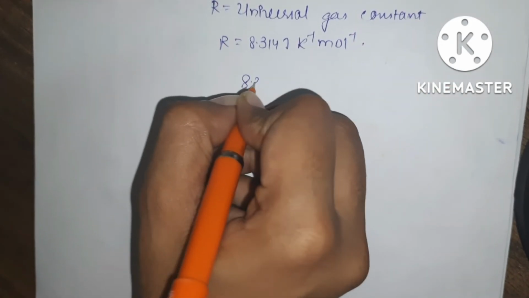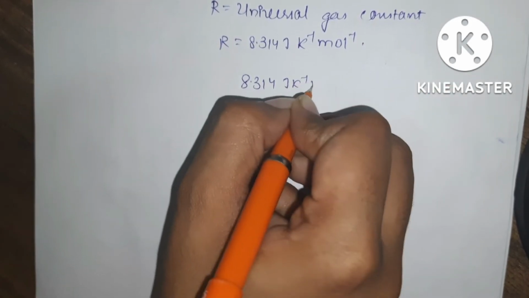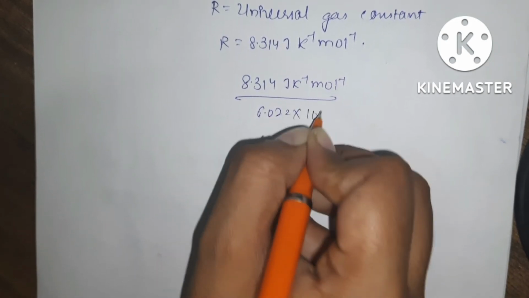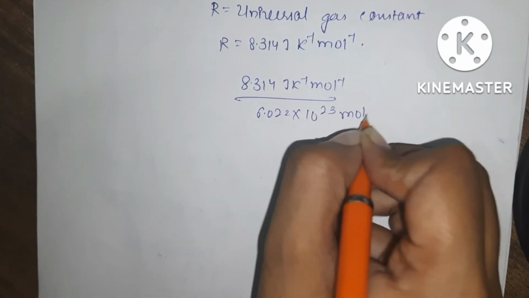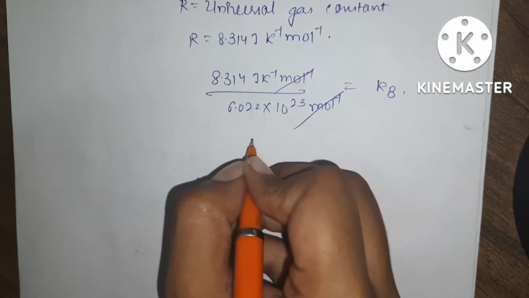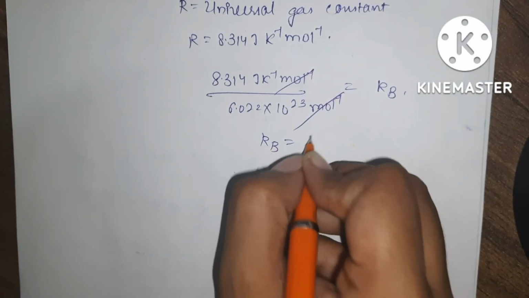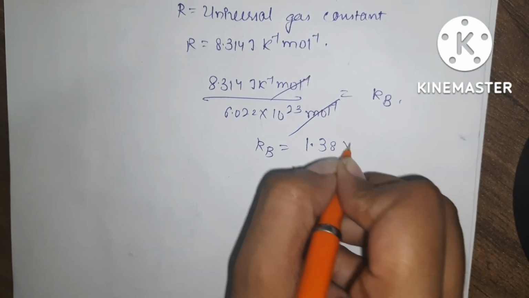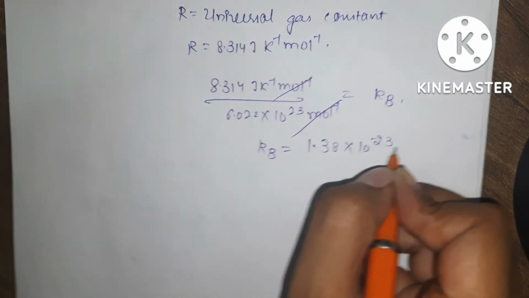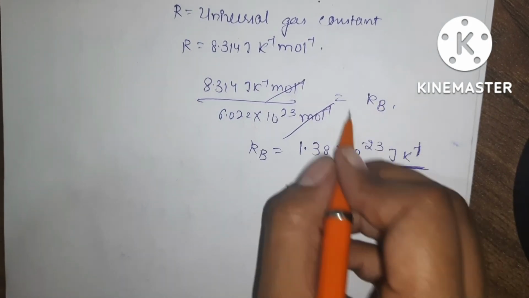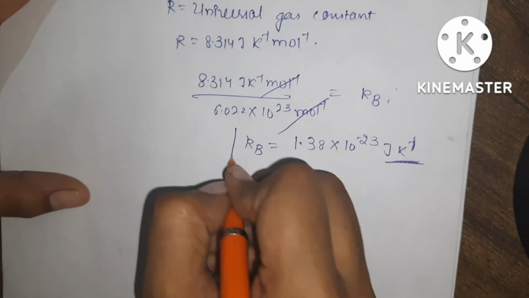So 8.314 joule per Kelvin per mole is divided by 6.022 into 10 raised to power 23 mole inverse. Kb we are going to calculate and we will get 1.38 into 10 raised to power minus 23 joule per Kelvin. This is the unit for Kb, means Boltzmann constant, and remember it.